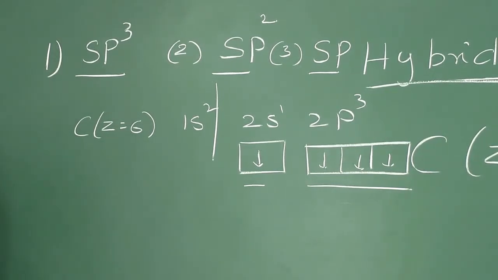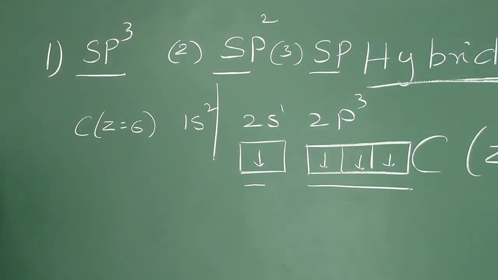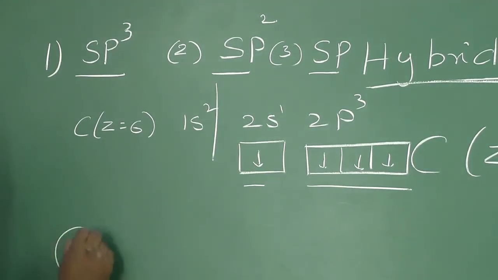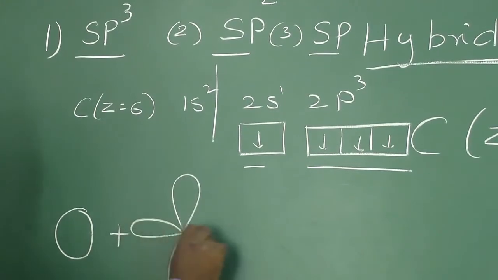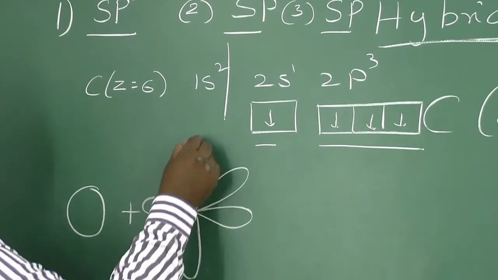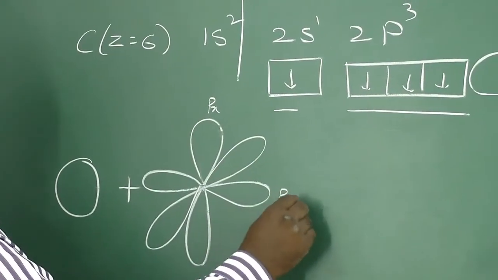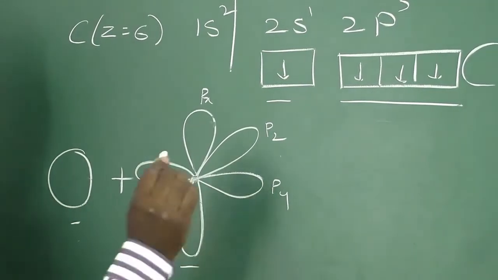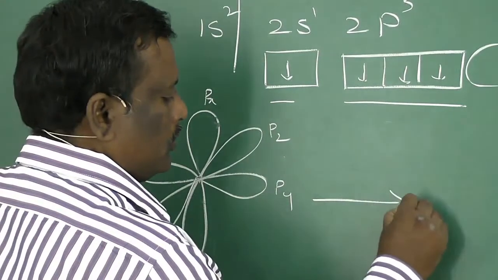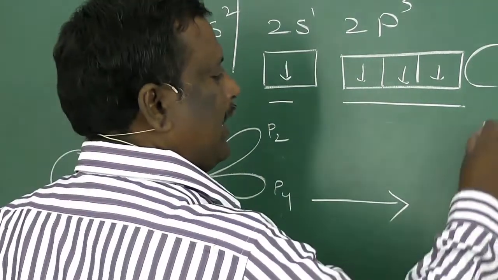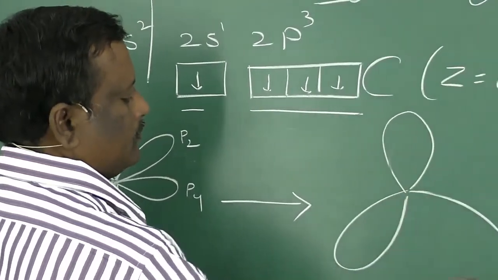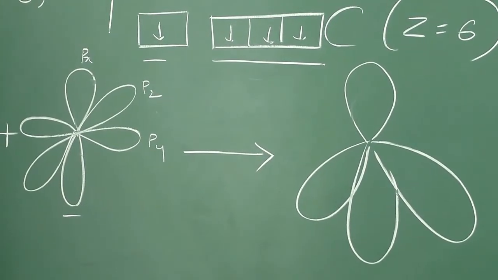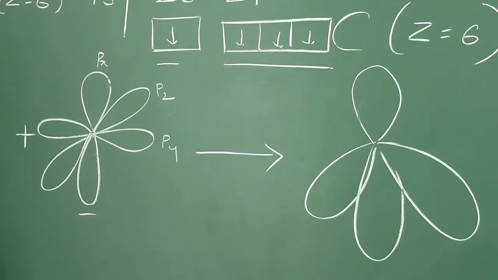That hybridization is said to be sp3 hybridization. In sp3, the 3 means one s and three p orbitals: one s orbital and three p orbitals, px, py and pz. This is px, py and this is pz. So, one 2s orbital and three 2p orbitals mixed together to give 4 identical hybrid orbitals is said to be sp3 hybridization.